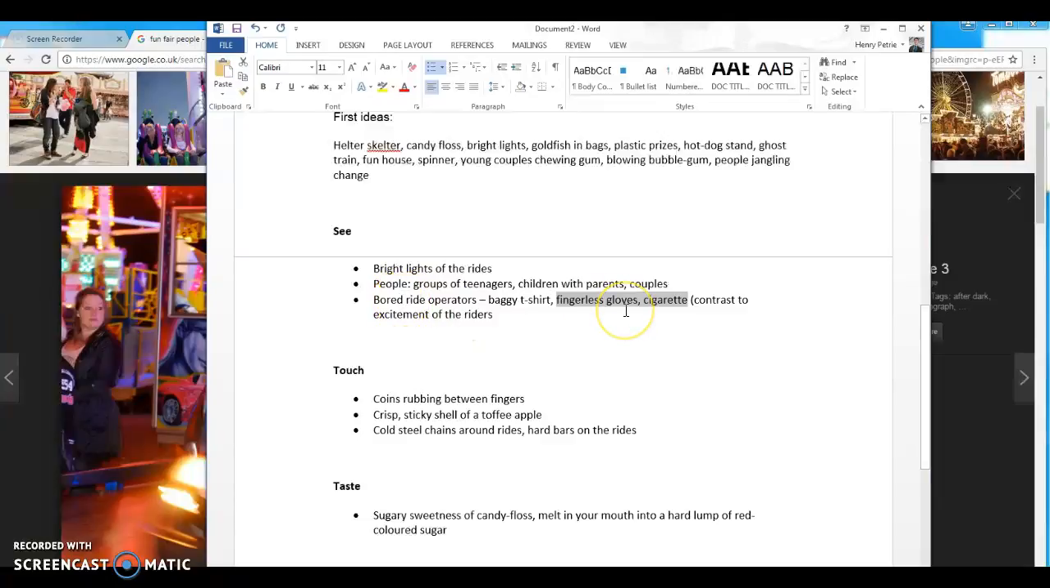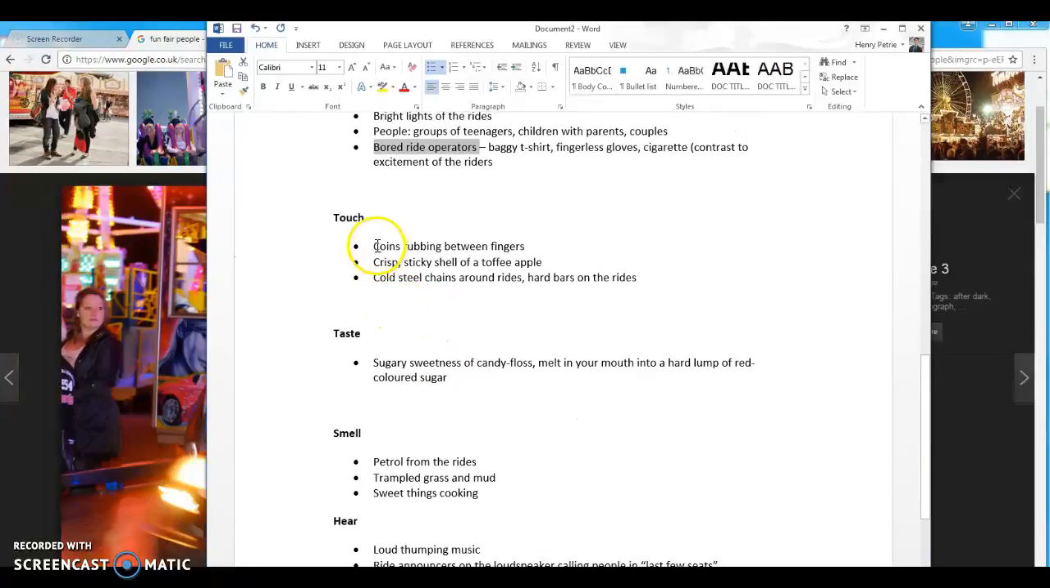And I started to think about how that might fit into my descriptive piece. I could actually do quite a nice contrast between how excited the riders are as they sit on the ride, ready to have this exciting experience, and these ride operators who are just bored of it because they do it every day and it's always the same for them, so it's not exciting at all for them.